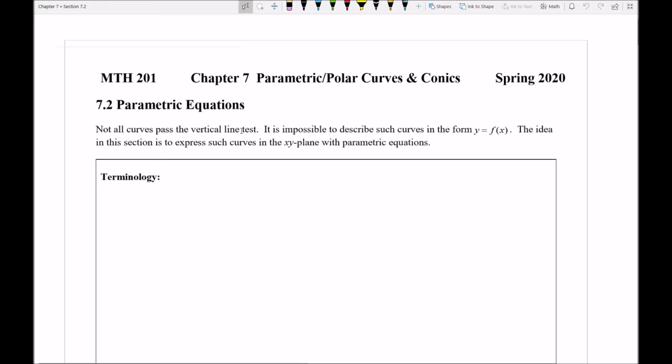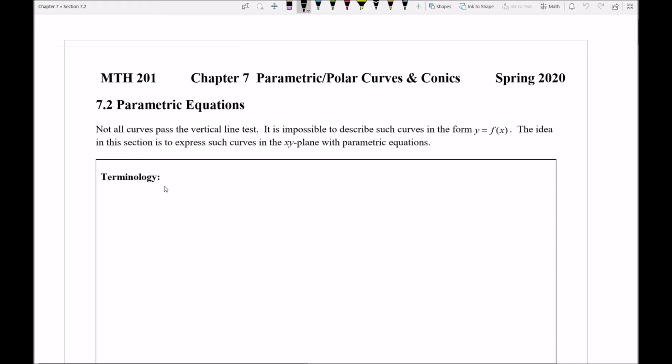We know this. You can think of curves like a circle or a curve that loops back and intersects itself somewhere. It's possible that these curves can be described, but certainly not with a function like y equals f of x. That's not possible, because if they don't pass the vertical line test, these curves are not functions. So the idea in this section is to express these particular curves in the xy plane with what we call parametric equations. So here's what we have.